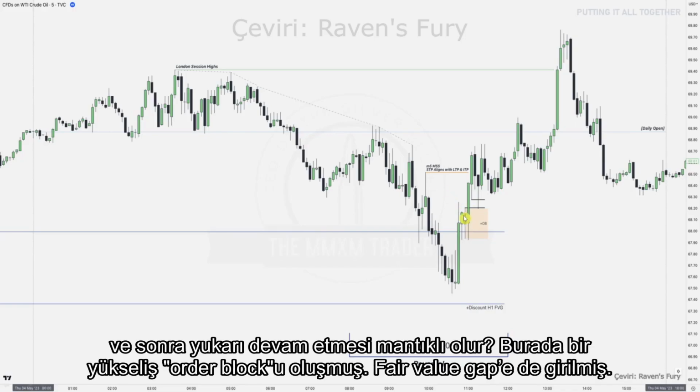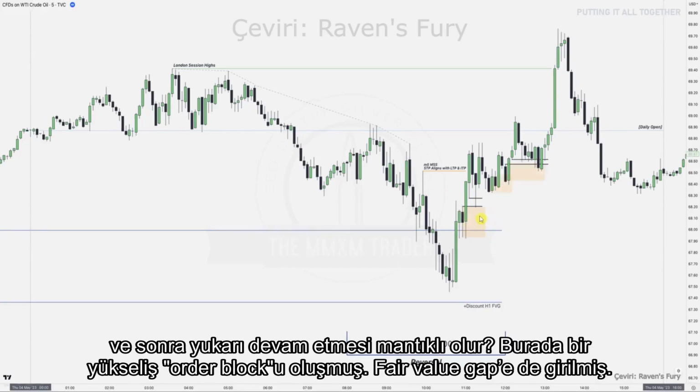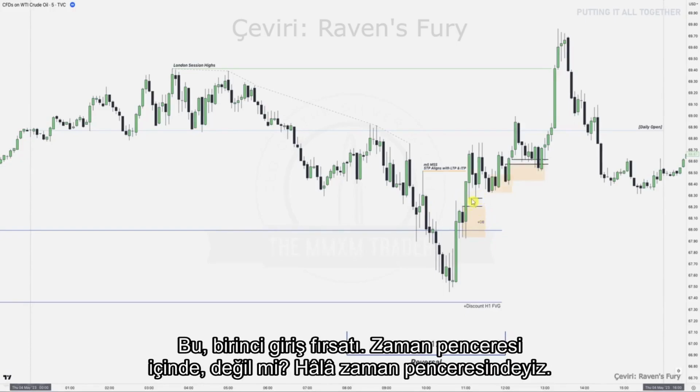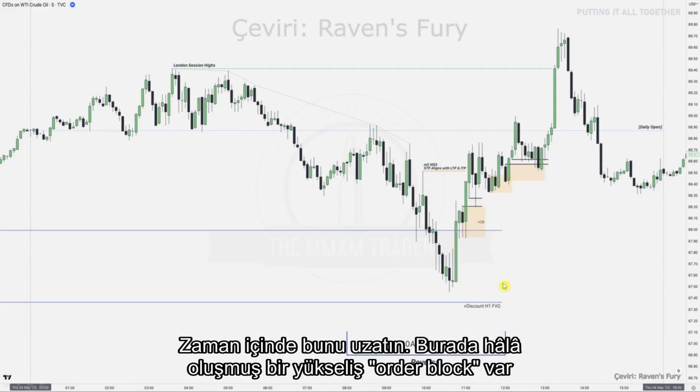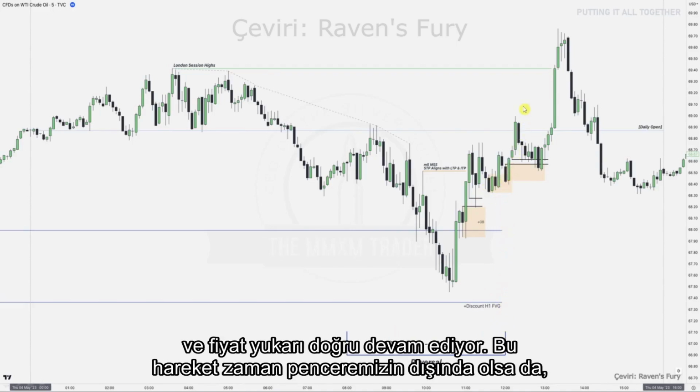We've got this bullish order block formed over here, right? Fair value gap entered on. This is opportunity number 1, right? For an entry inside the time window, right? Still inside the time window, and draw this out in time. We still have a bullish order block formed over here, and price keeps continuing up.